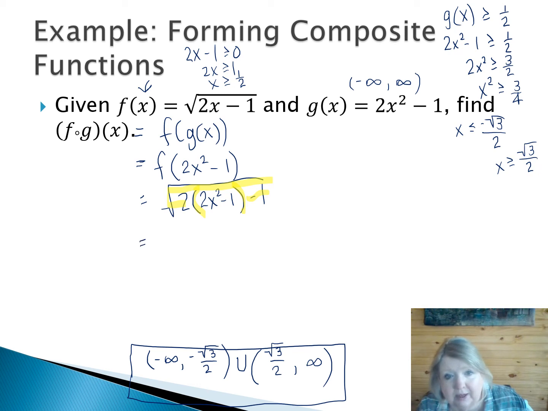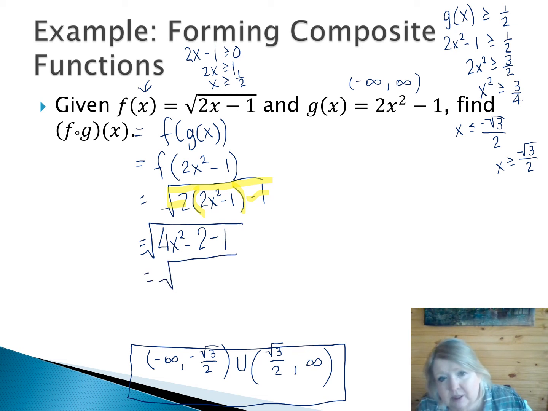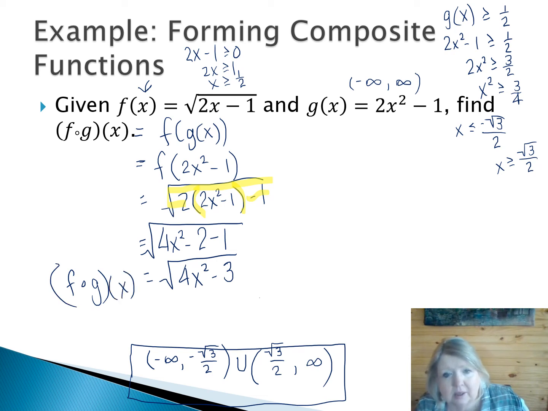So highlighted in yellow, you actually see my function f with g written in the place of x. Okay, so then I'm going to simplify, distribute the 2 through. That gives me 4x squared minus 2 minus 1, all under the radical sign. And then I collect like terms, and I get 4x squared minus 3. I cannot simplify that because of that minus sign. I can't just take the square root of 4x squared. That minus sign will not allow me to do it. So this is going to be my composition, f composed with g of x, with the given domain.